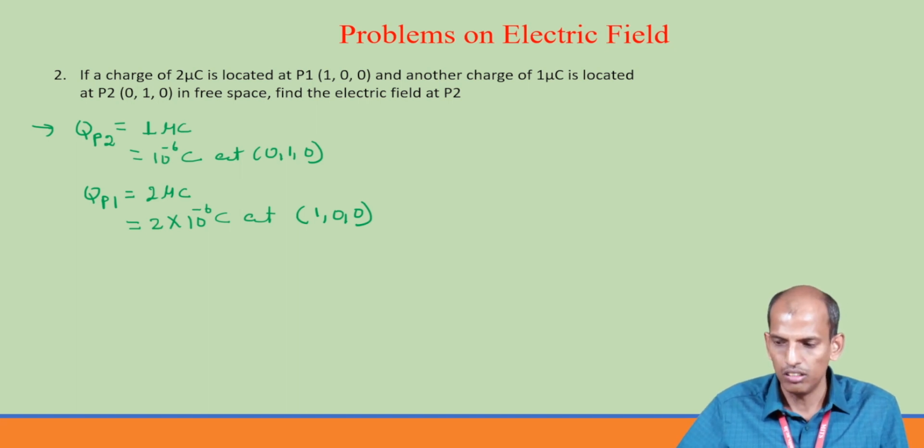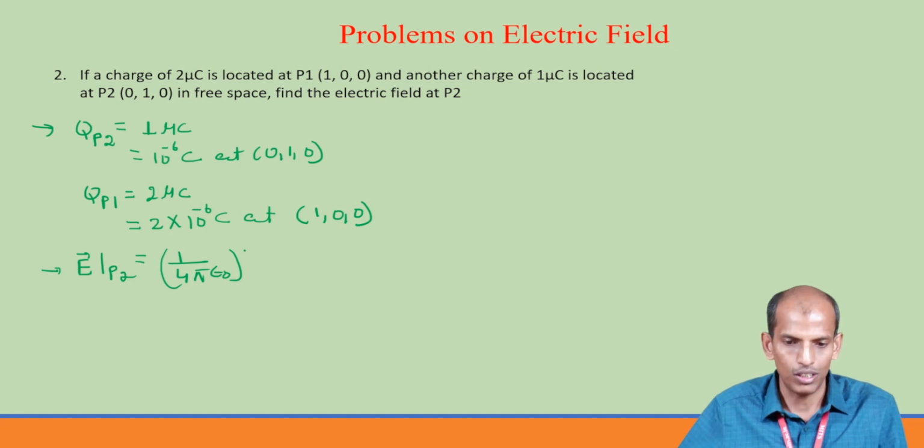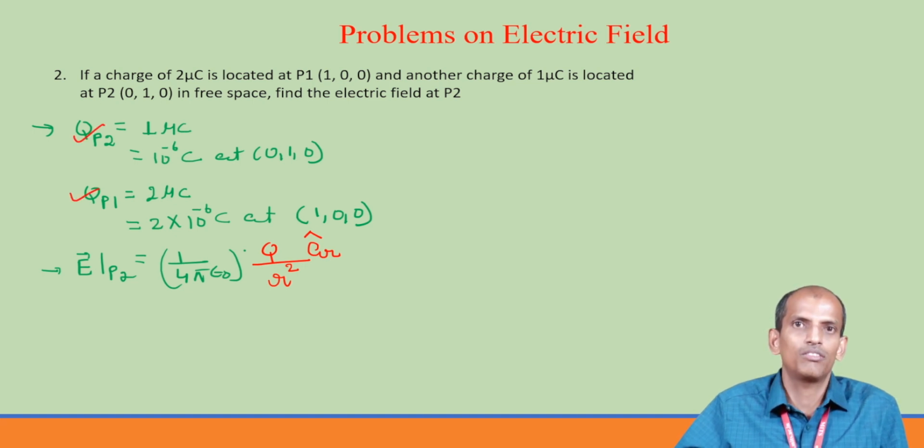If we have to find the field at P2, what will it be? Just now we have studied that the electric field at point P2 will be K, which is 1 by 4 pi epsilon naught, into Q divided by R square, and that we will have to calculate very carefully, into R hat. This is what the formula says. Now the question arises: which Q will you take? Two Q are there, one is this and one is this. Which one should I choose? That's the very important point.